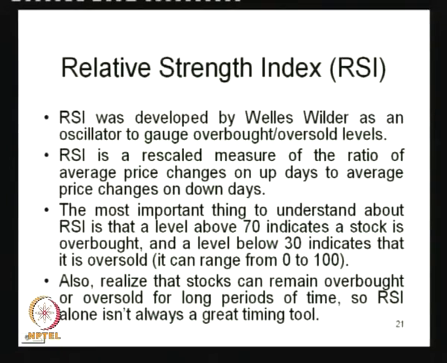The most important thing to understand about the relative strength index is that a level above 70 indicates the stock is overbought, and a level below 30 indicates that it is oversold. It can range from 0 to 100. Also realize that stocks can remain overbought or oversold for a long period of time, so the relative strength index alone is not always a great timing tool.